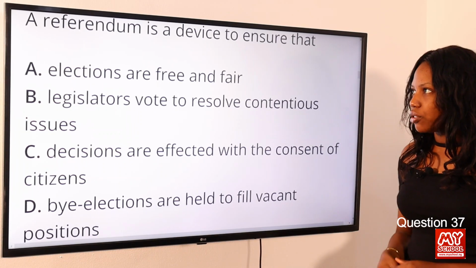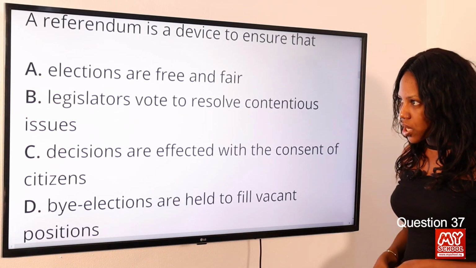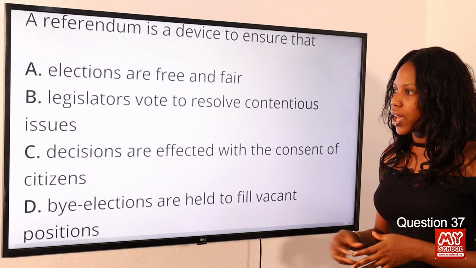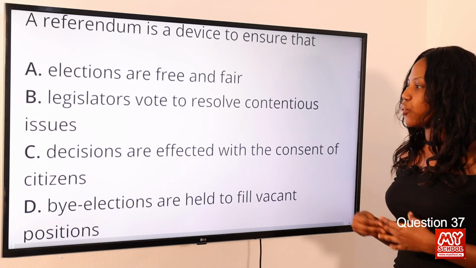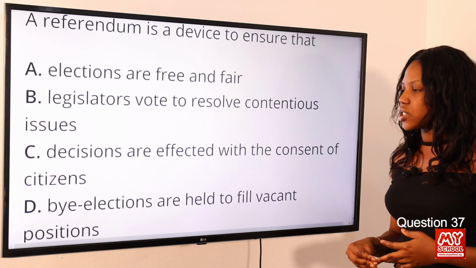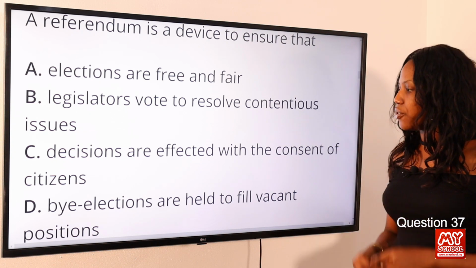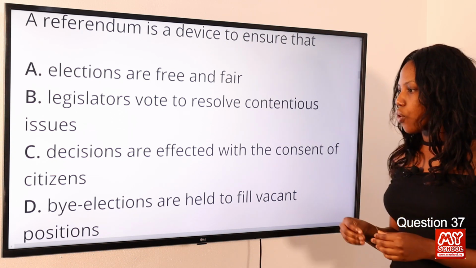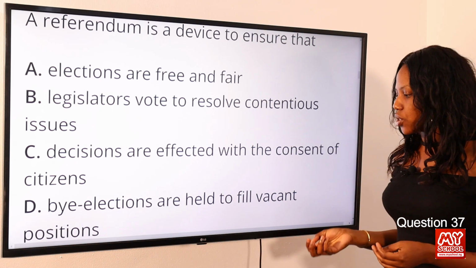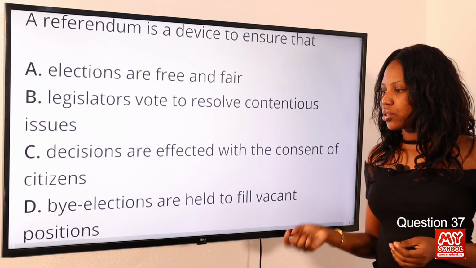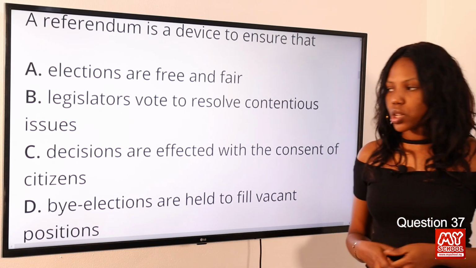Question 37. A referendum is a device to ensure that option A, elections are free and fair. Option B, legislators vote to resolve contentious issues. Option C, decisions are effected with the consent of citizens. Option D, by-elections are held to fill vacant positions. Okay, so the answer to this question is option C.